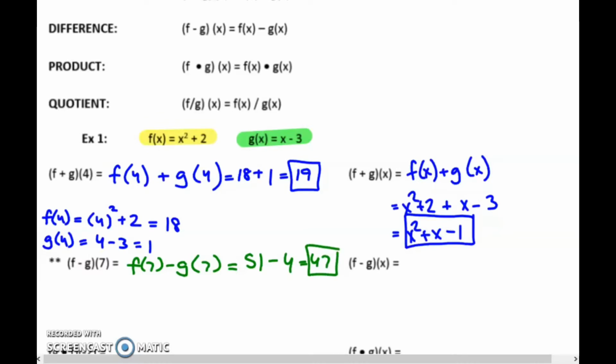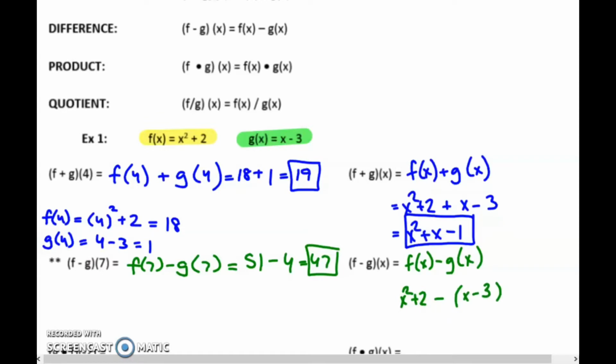(f minus g)(x). Now here we have to be a little bit careful. We always have to be careful with subtraction because if you're subtracting a group, you need to distribute that negative. So first thing I'm going to do here is write this out as f(x) minus g(x). f(x) is simply x squared plus 2 minus, I'm going to put g(x) in parentheses here. g(x) is x minus 3.